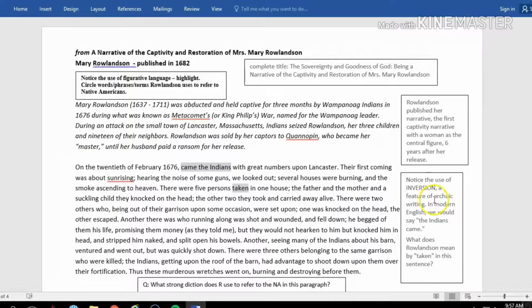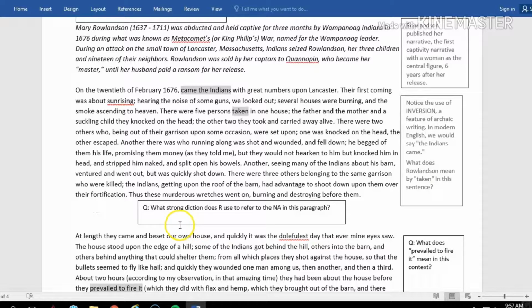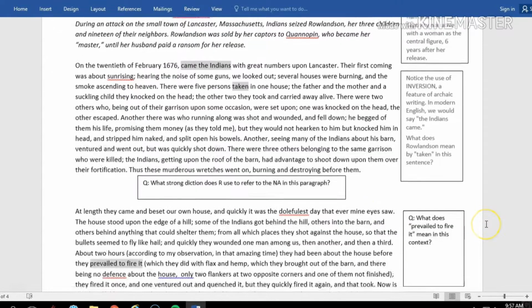Now look over here in the box on the right. Notice the use of inversion, which is a feature of archaic writing. And in modern English, we would say that the Indians came. What does Rowlandson mean by taken in the sentence? There's another question here. What strong diction does Rowlandson use to refer to the Native Americans in this paragraph? Native Americans are also known as the Indians.